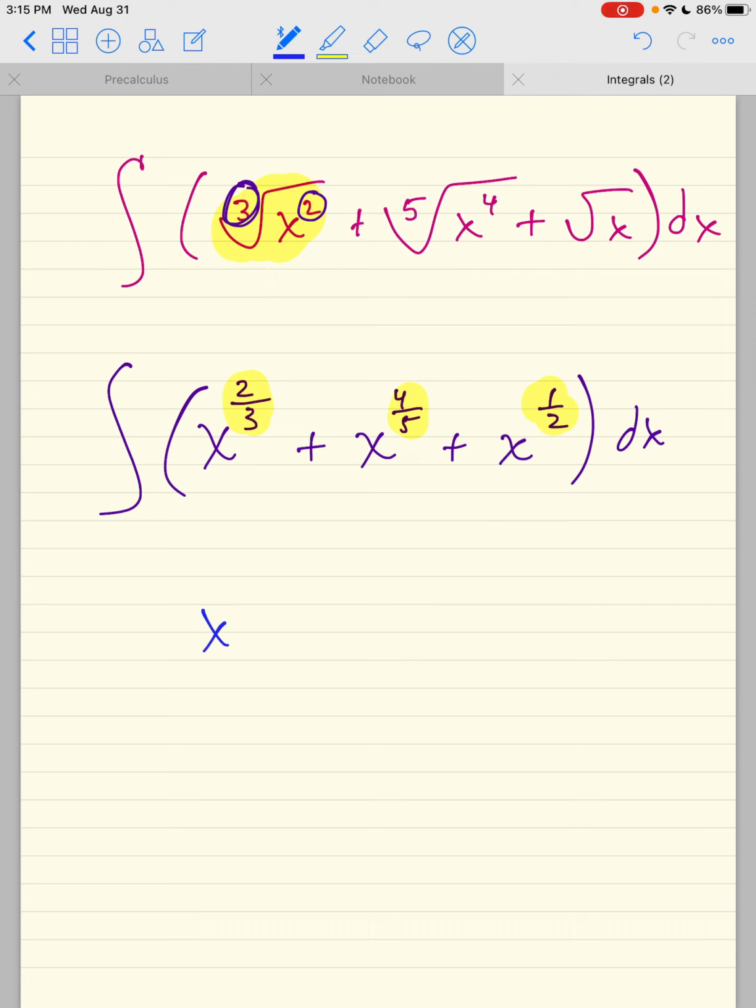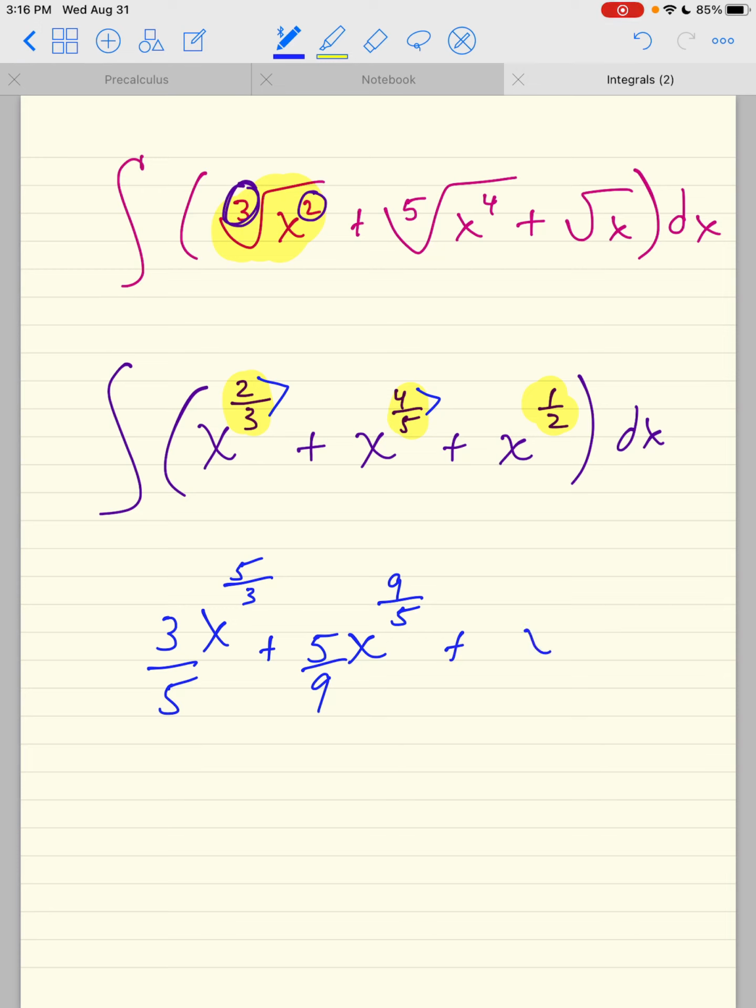Here's a really fast way of adding 1 to an exponent. 2 plus 3 is 5 over 3. You have to divide by 5/3. Instead of dividing by 5/3, you can multiply by 3/5. You need to add 1 to the exponent. So just say 4 plus 5 is 9 over 5. Instead of dividing by 9/5, you can multiply by 5 over 9.